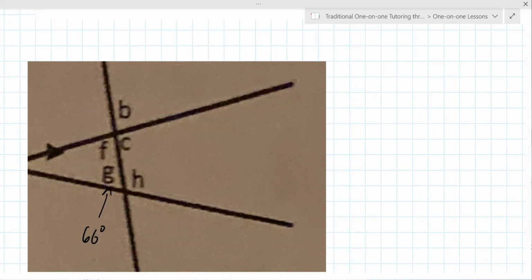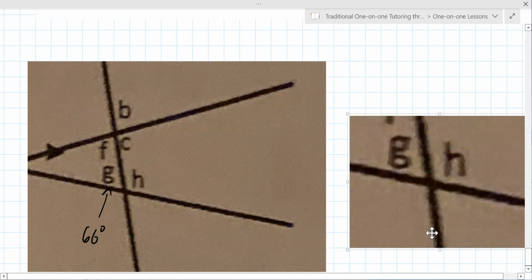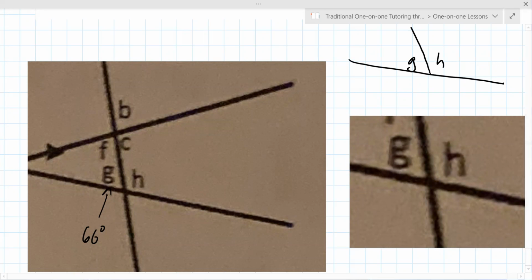So there's a lot of distracting things here. I can't quite zoom in enough, but this is all you need to find H. Let me snip this in here. This is all you need. You just need G, because this is the hardest part of this course: you have to visualize this. This is G and this is H.